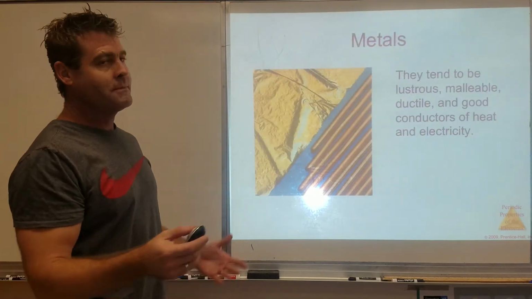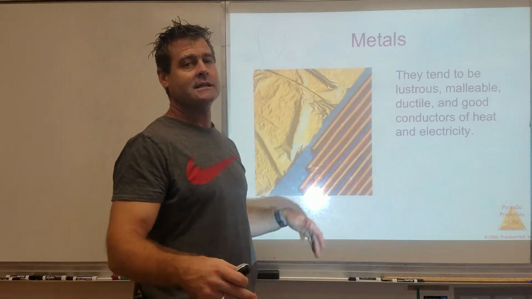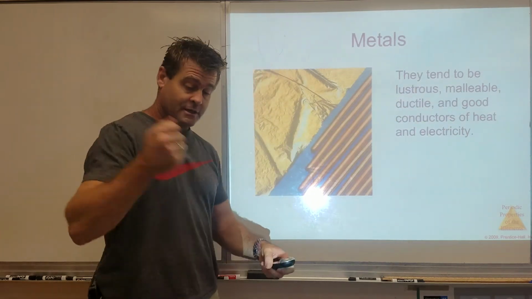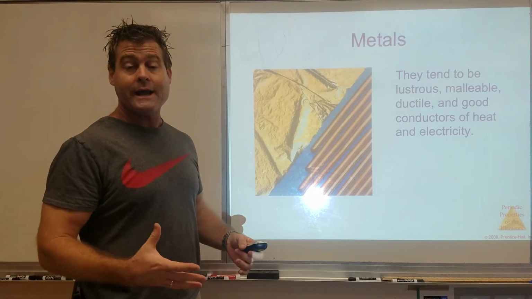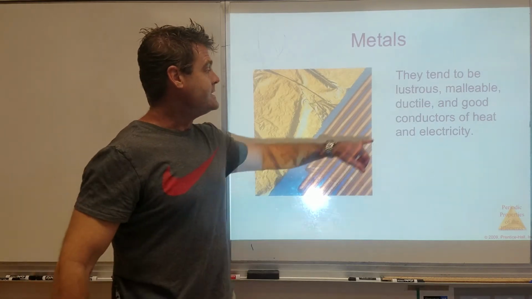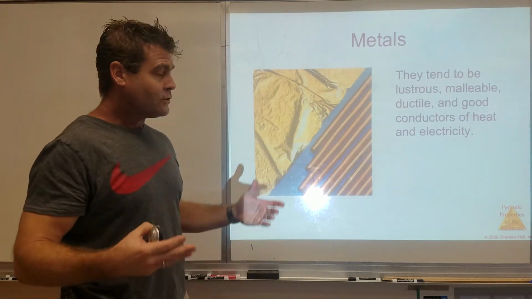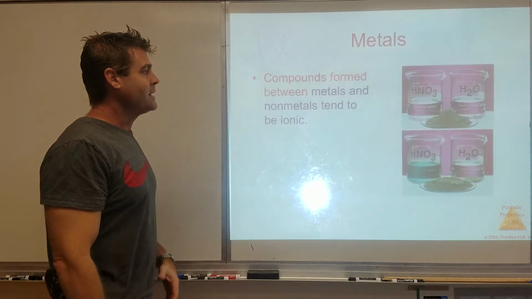So metals, here are some typical properties, guys. They tend to be lustrous. That's the fancy word for shiny. Metals are shiny. Malleable means you can apply force, you can take a hammer to it, and it won't break. It'll bend. Ductile means you can pull it into a wire, and they're good conductors of heat. A lot of these are properties that you would already know just from your own interaction with metals.